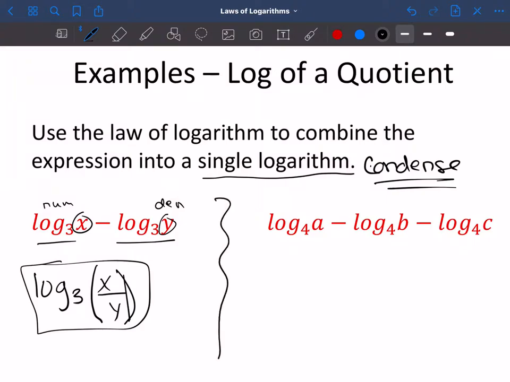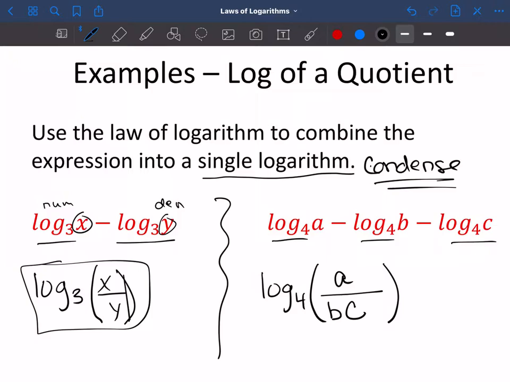Our second example over here. So we have 1, 2, 3 terms. So we have log base 4. All the positive terms are going to go in the numerator. So a is going to go up top. b is negative, so it goes in the denominator. And c is negative, so it also goes in the denominator. Now we have our single log.